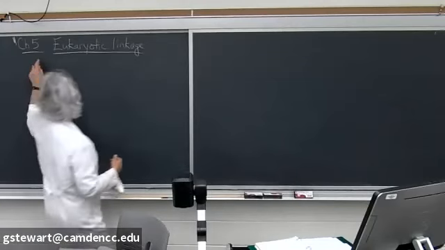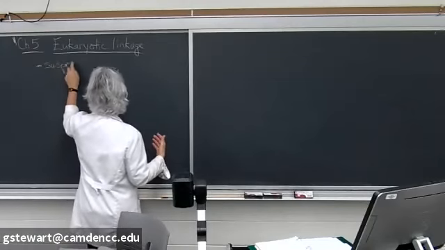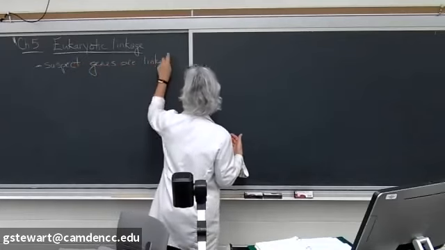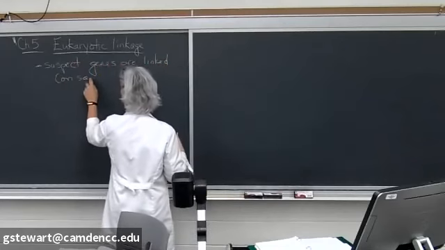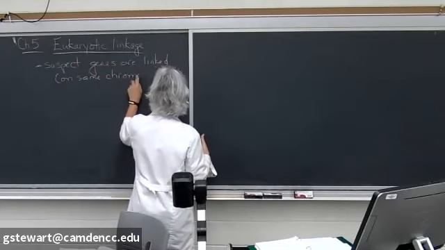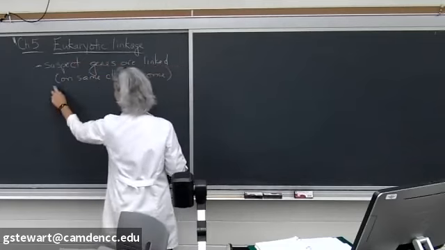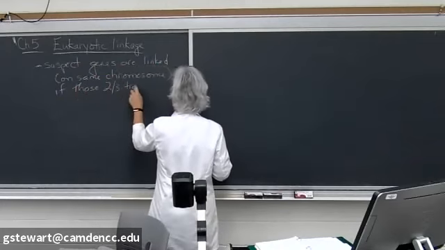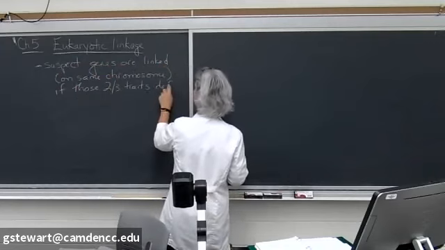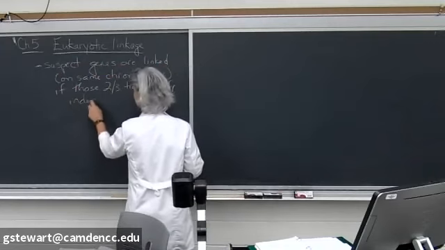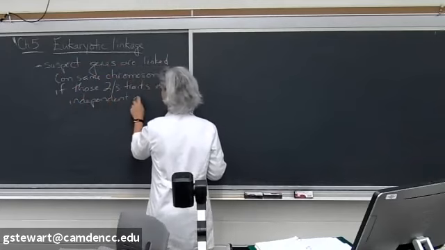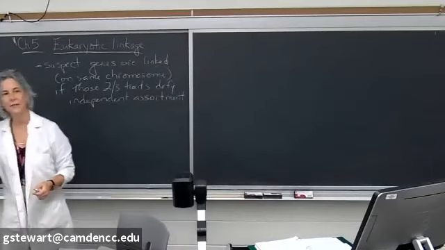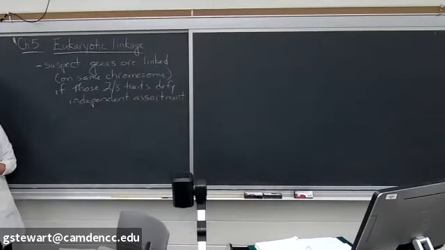So we suspect, we say genes are linked, and remember that means they're on the same chromosome, if those 2 or 3 traits or characteristics sort of defy independent assortment. That's how we can identify or how we start to study this particular problem, right?